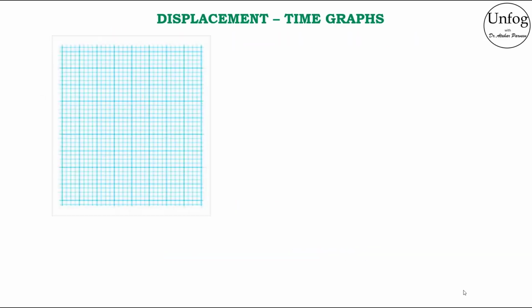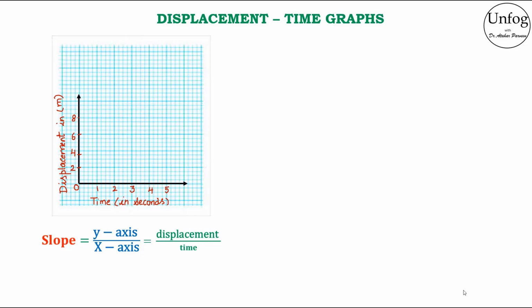In a displacement time graph, displacement is plotted on the y-axis and time is plotted on the x-axis. The displacement time graph is helpful in finding the velocity of a body, as the slope of the graph is equal to y-axis over x-axis, which is equal to displacement over time in this graph. When a displacement graph is parallel to the time axis, it means that the body is not changing its position with respect to time, or the body is stationary.